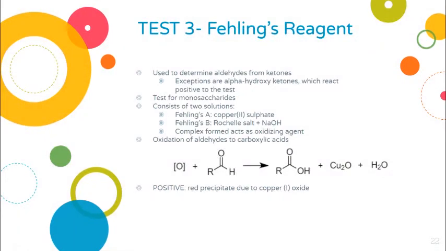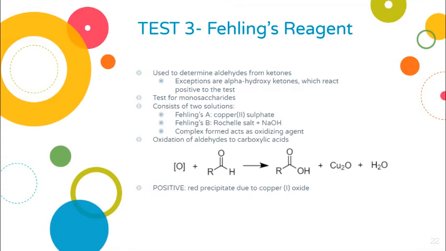The third test uses Fehling's reagent to distinguish aldehydes from ketones. An exception to this, however, are alpha hydroxy ketones, which react positively to the test, for reasons we will be discussing later on. This test is also used as a general test for monosaccharides. It contains two solutions, Fehling's A and Fehling's B, which form a complex that acts as the oxidizing agent.